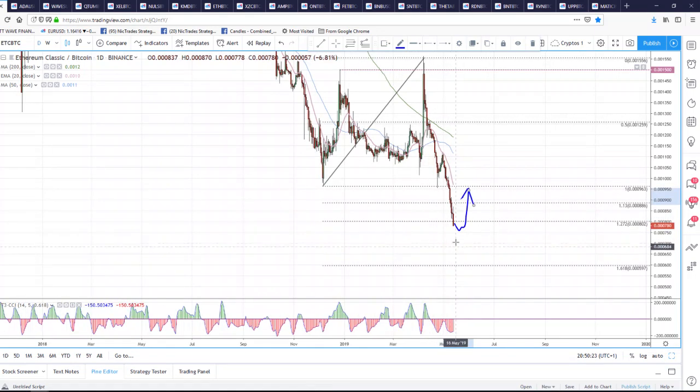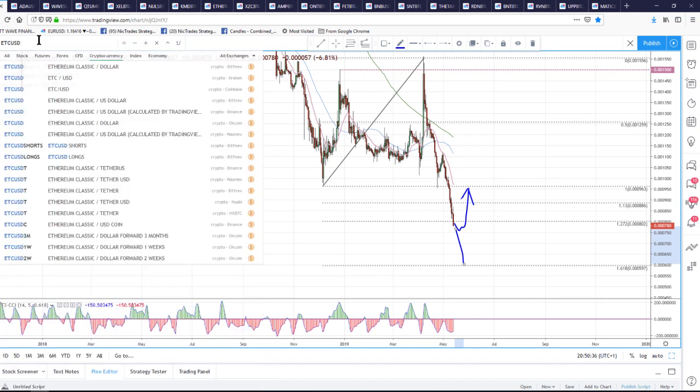And it was just Binance. But otherwise, I think that we're headed to 600 in Ethereum Classic against Bitcoin. Now, does that mean it's the end of the world against US dollar in fiat terms?